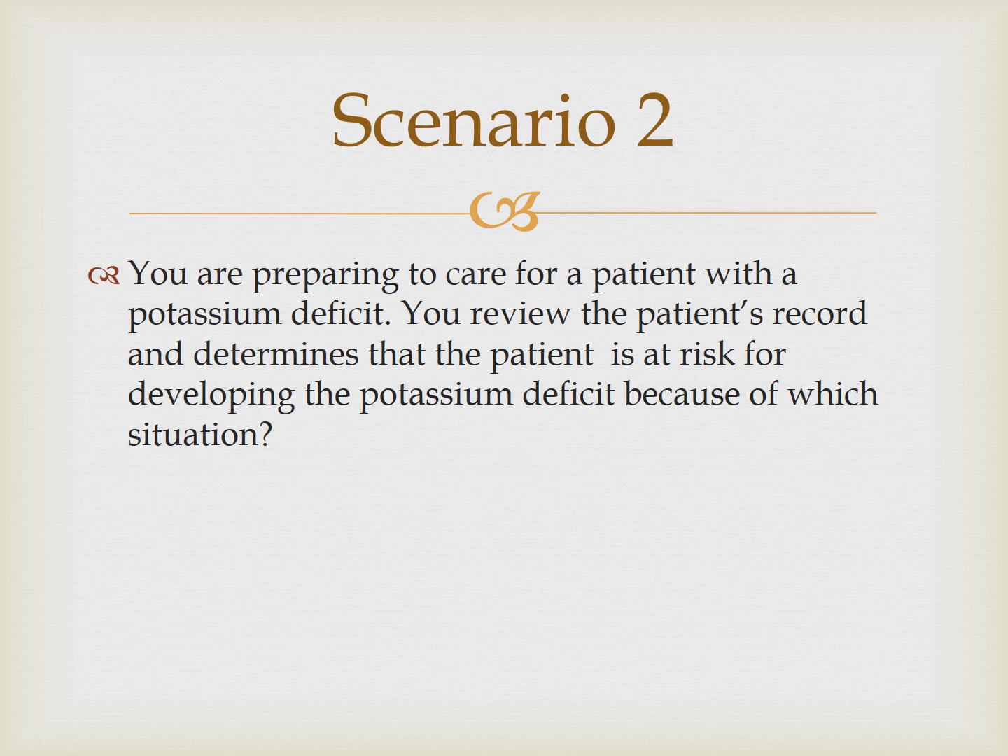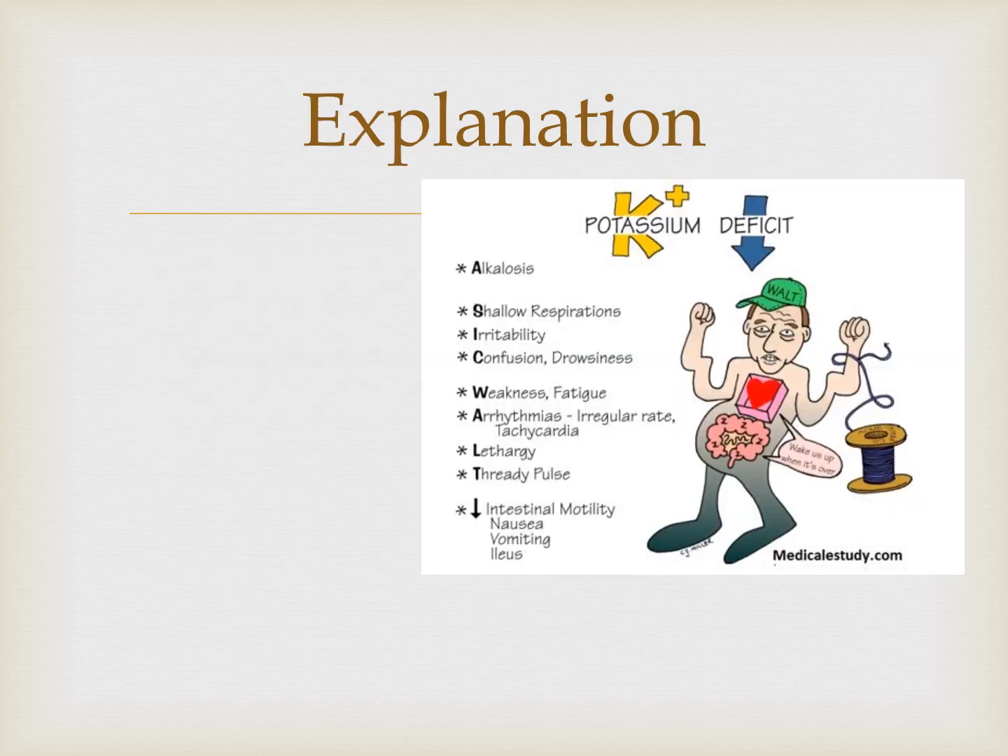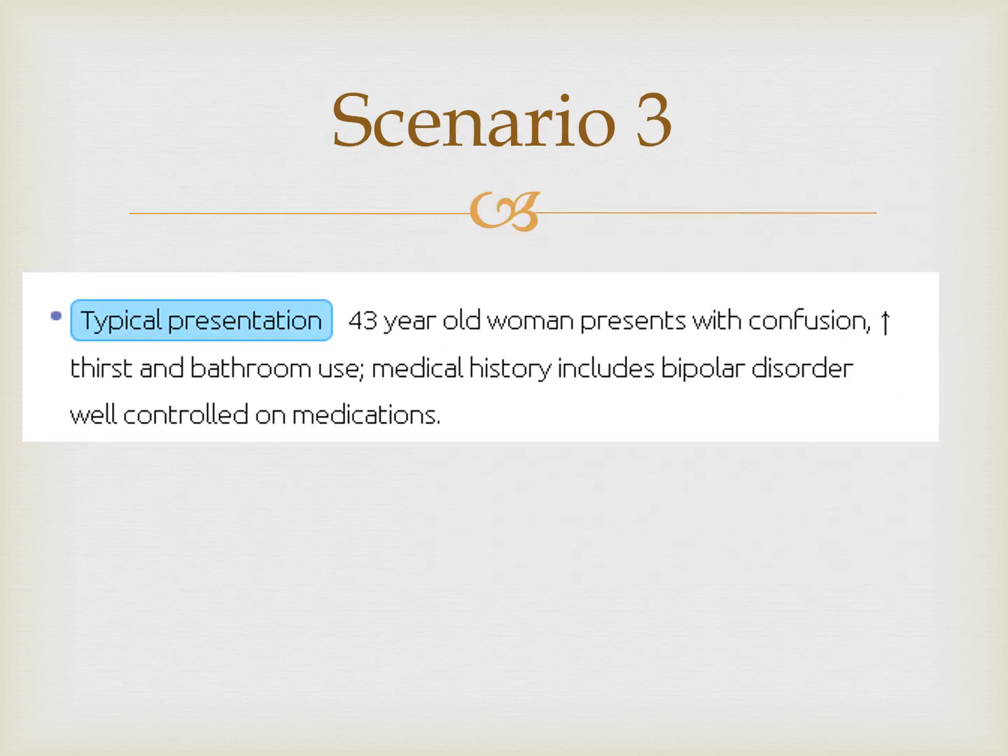Scenario 2, you're preparing to care for a patient with potassium deficit. You review the patient's record and determine that the patient is at risk for developing the potassium deficit because of which situation. So we talked about potassium deficits: alkalosis, shallow respiration, irritability, confusion, drowsiness, weakness, fatigue, irregular heart rate, thready pulse, nausea, vomiting, ileus. Those are some of the explanations that go with potassium deficit.